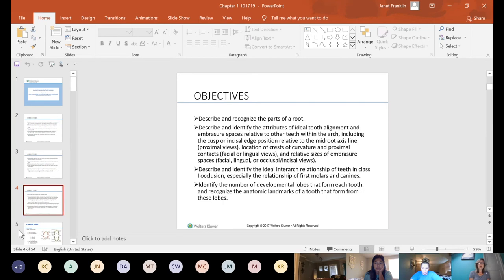So that sounds like a lot of stuff to learn in one chapter. You are going to just touch on that in chapter one. It's not until we get through each of the chapters that you'll learn each of these things on the different types of teeth. Right now we're just going to learn some of the terms that you're going to use when we do get to those chapters. But eventually, by the time we get finished with this class, you will be able to describe in detail the things that are listed here.